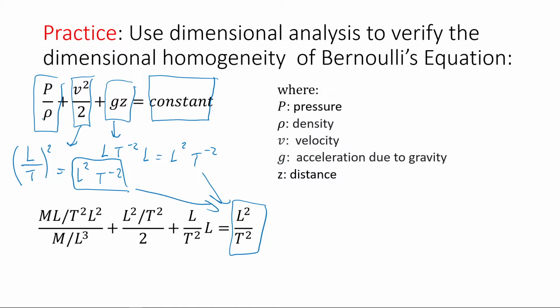Similarly here, pressure over rho: pressure is force over area, and rho is mass over volume. If you do this, you will end up with the same thing. And what is the dimension of this constant? It should be the same as the other terms, which is L^2 T^-2. So make sure not to make these mistakes. You'll also have this in the exam. I will give you something like this and ask you to ensure it has dimensional homogeneity.